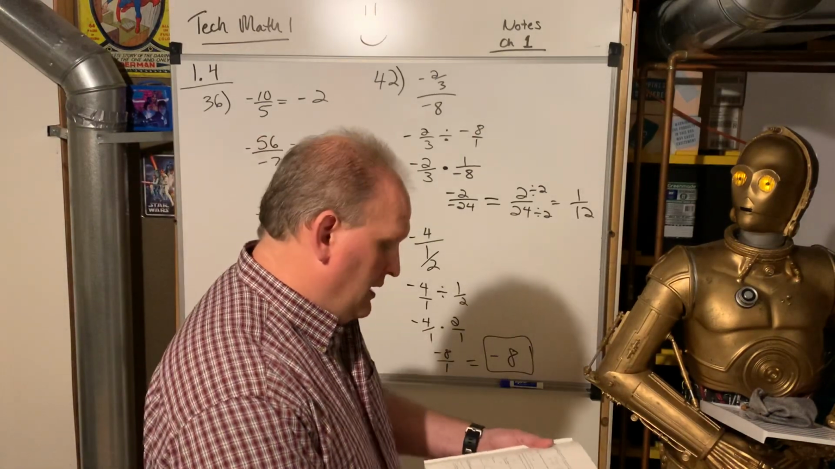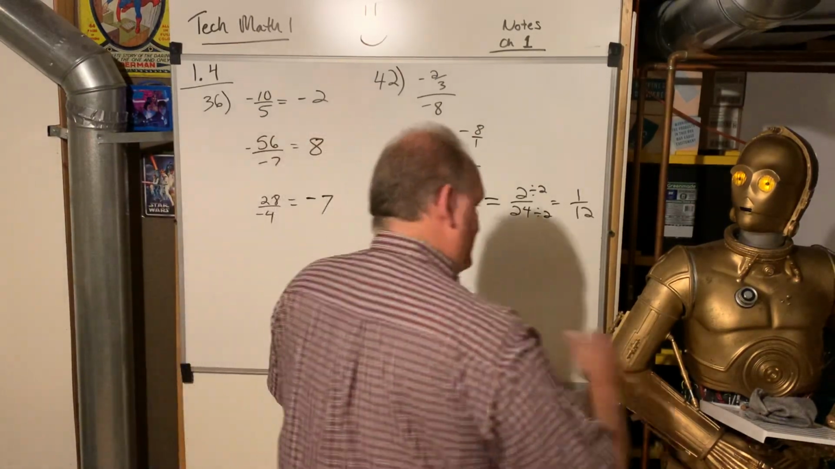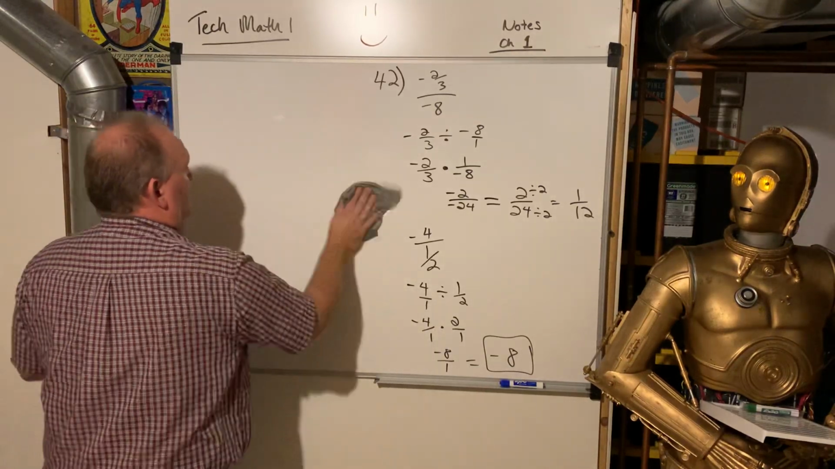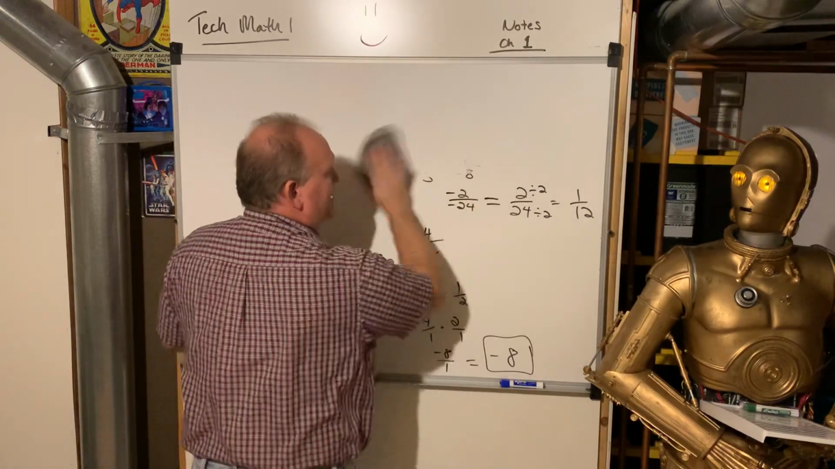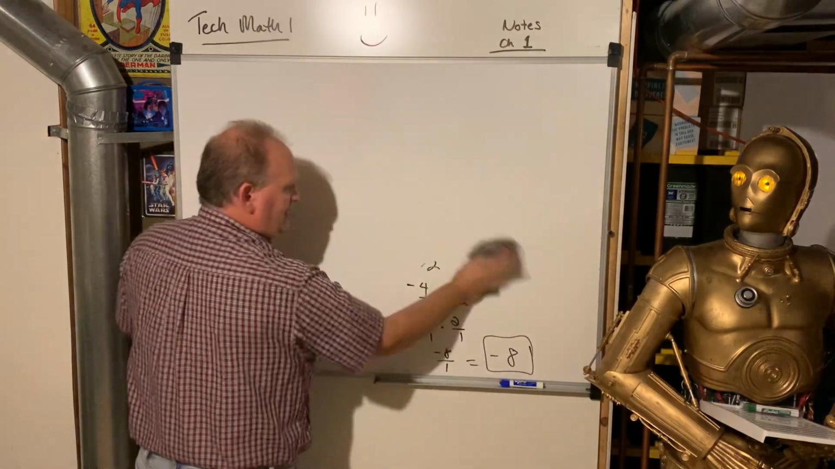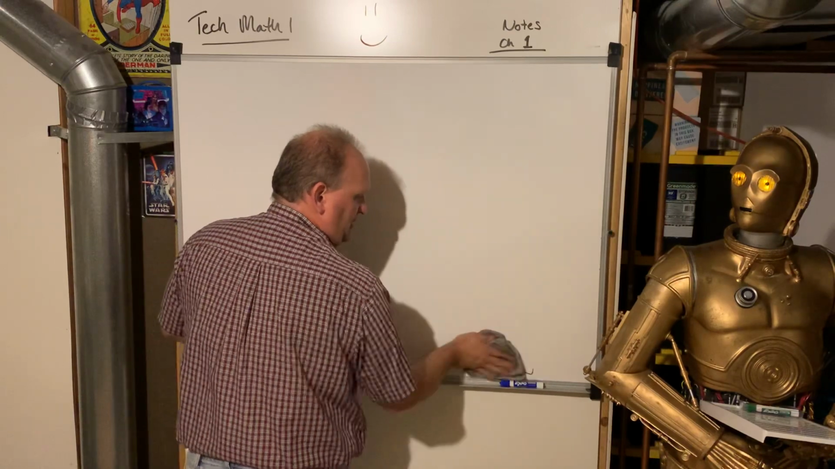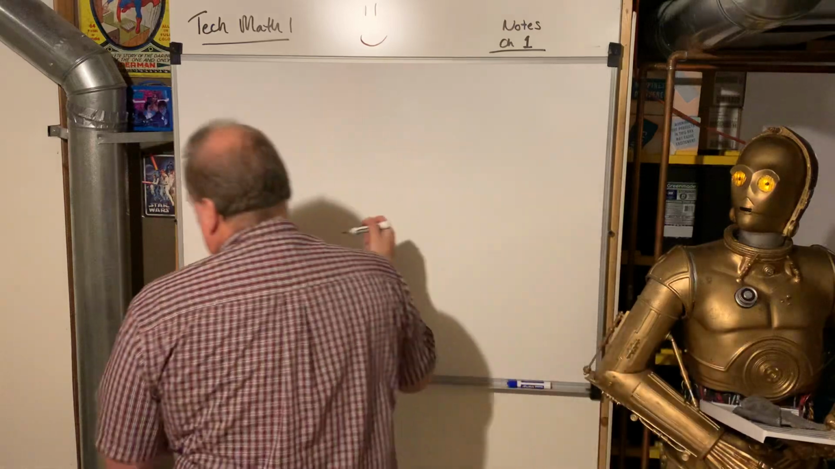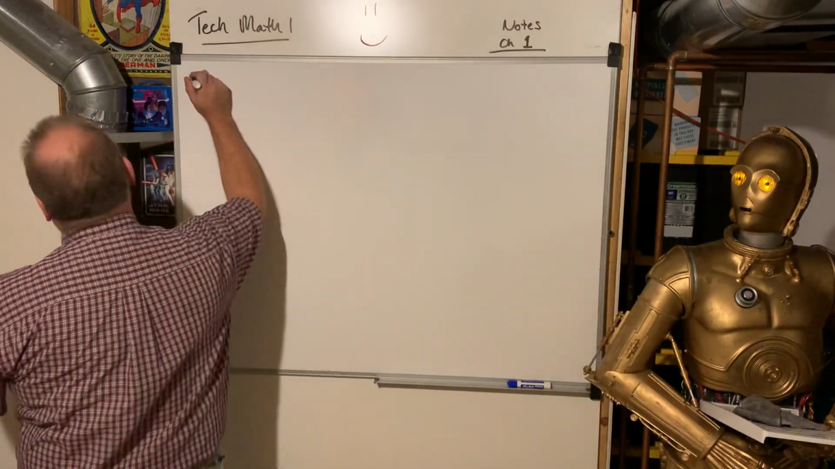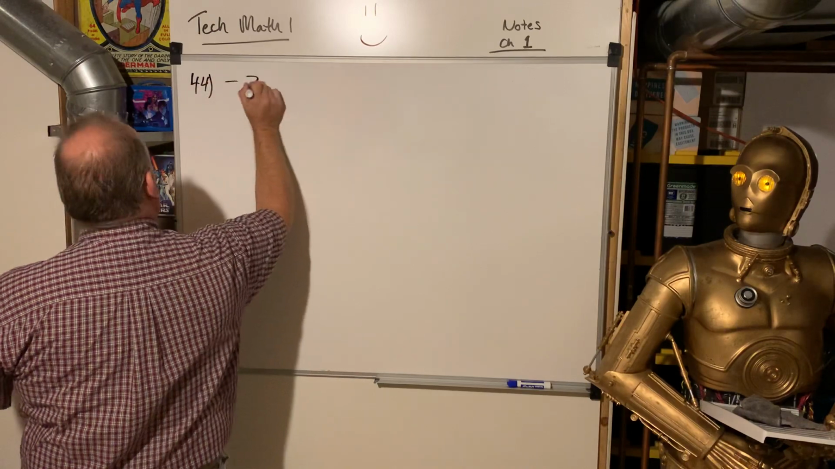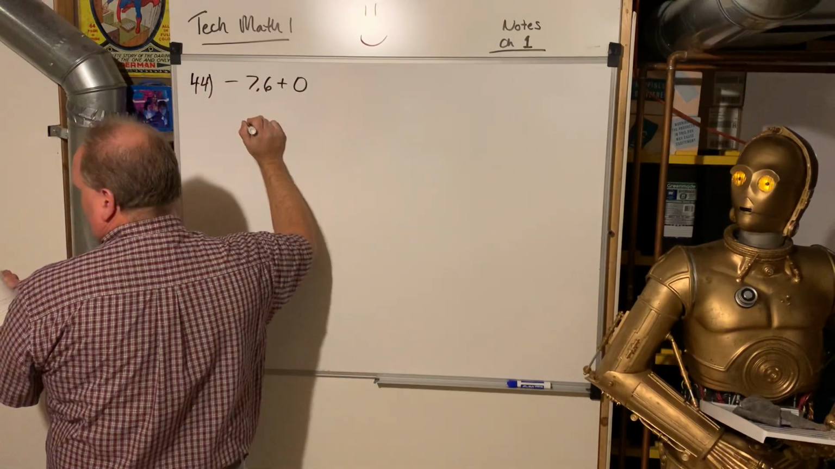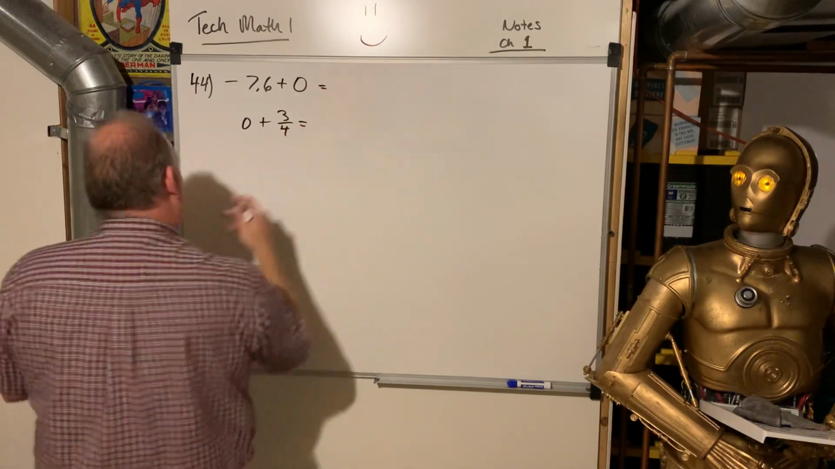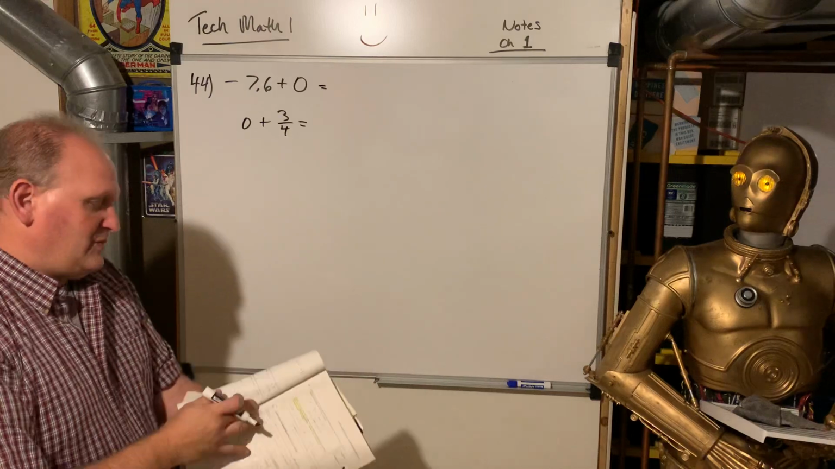All right, let's look at 1.5. Again, hopefully this is mostly review for everybody, that you've done all of this at some point and you just need a little refresher. So let's take a look at 1.5, number 44: negative 7.6 plus 0, and 0 plus 3/4. Operations with 0, huh?